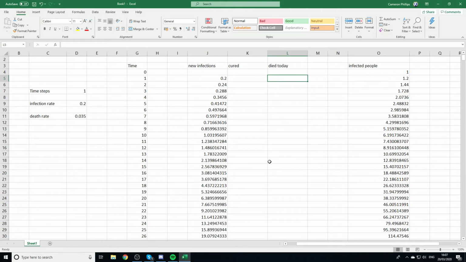Now, how do I do this? I'm going to go down to day 14, because the people who get the new infections, I'm going to say it takes 14 days to die. I don't know if it does or not, but let's just say it does. So I'm going to put a thing in here saying that every new person who got the infection 14 days ago, 0.035 of those people are going to die. And I'm going to copy and paste that down.